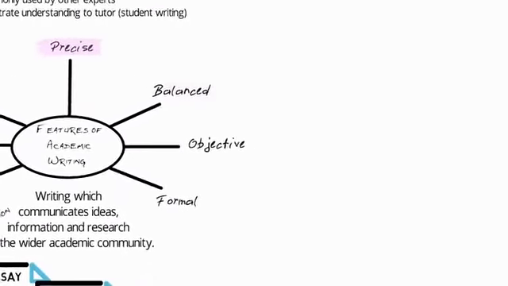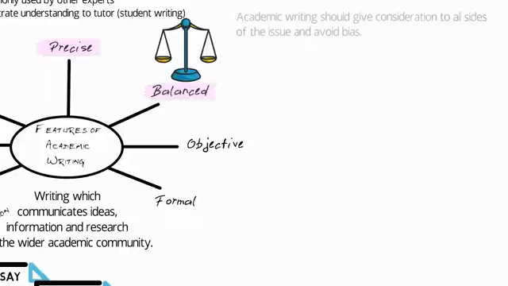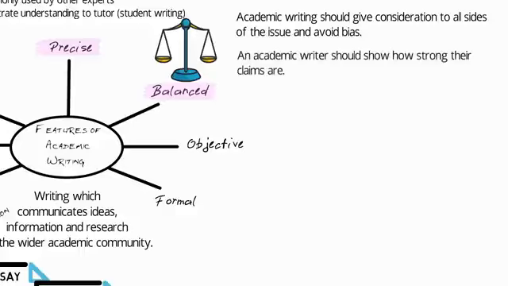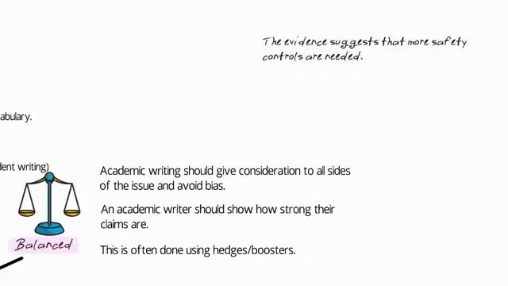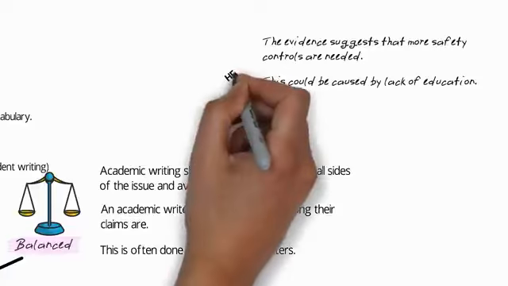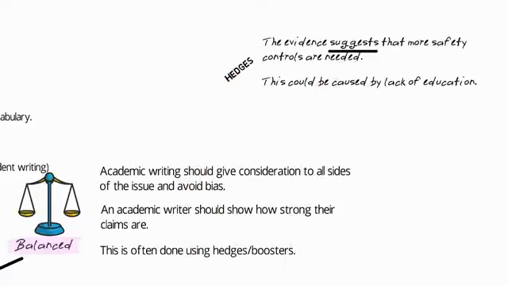Next, academic writing should be balanced. This means that academic writing should give consideration to all sides of the issue and avoid being biased. Additionally, an academic writer should show how strong their claims are. And this is often done using hedges or boosters. For example, the evidence suggests that more safety controls are needed. Or this could be caused by lack of education. So the word suggests is a way of hedging or making this statement less certain.